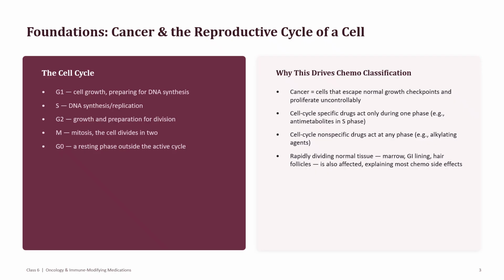Chemo medications fall into two big camps based on this cycle. Some medications, we call them cell cycle specific, and those only work if they catch the cell during one particular phase. Think of it like a security camera that only records footage from 2 and 3 p.m. If the crime happens at a different time, then the camera is not going to catch that, right? That's how cell cycle specific medications work. They only work on a specific phase of the cell cycle.